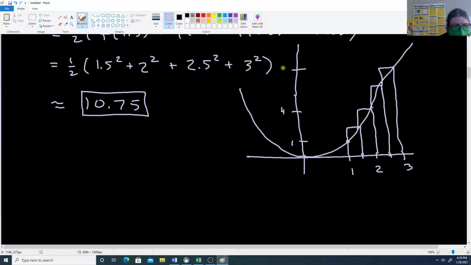3 squared is 9. And then basically what we did is we found the width of all these is a half, so it was a half times the height, that's the area of the first one, add it to the area of the second, add it to the area of the third, add it to the area of the fourth, and you sum up all the area, and all these little rectangles add up to 10.75. So we'll stop there for part 1 and pick up here next time.